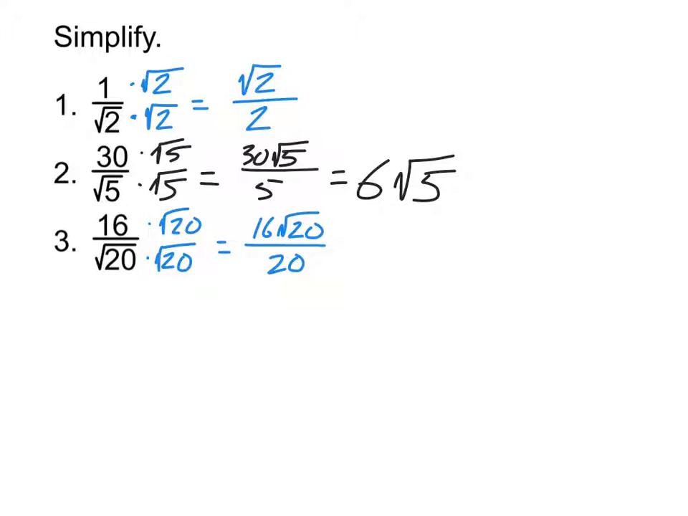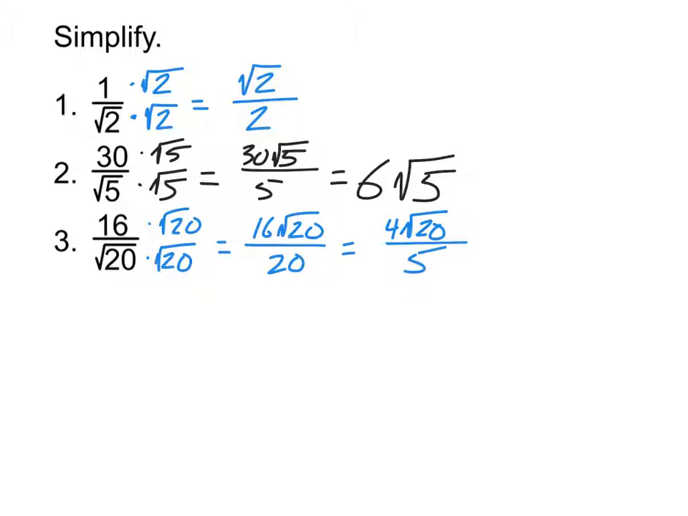And at this point, you're probably thinking, okay, let's reduce it. And so, if we reduce it, these are the numbers I'm looking at. I'm looking at the whole numbers, the numbers that are outside the radicals. And so 16 over 20, I can divide them both by 4. And so that would end up giving me 4 root 20 over 5. Although the thing is that this one's still not done yet.